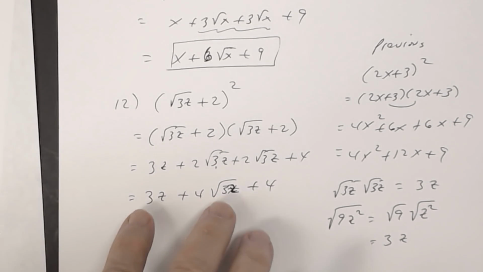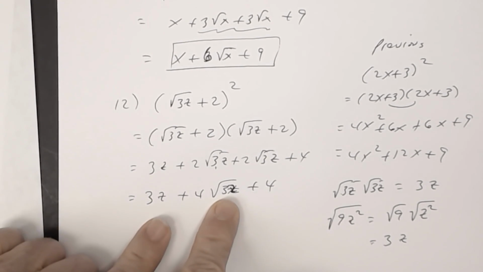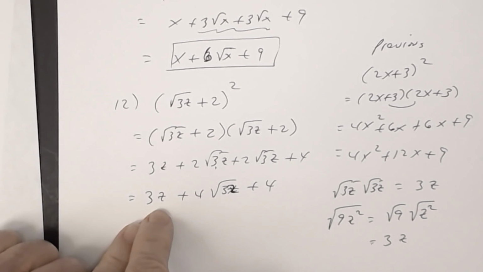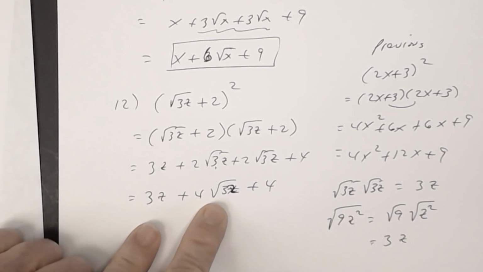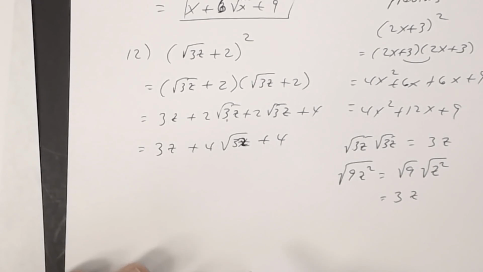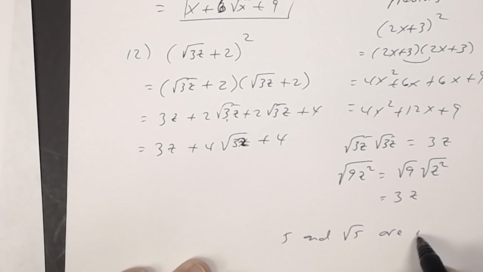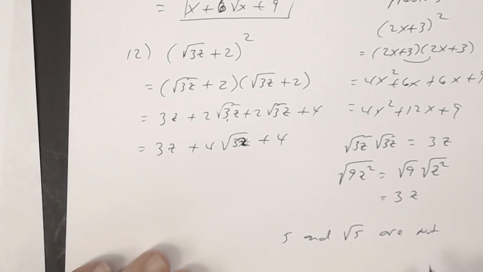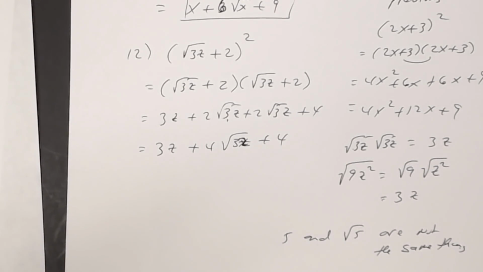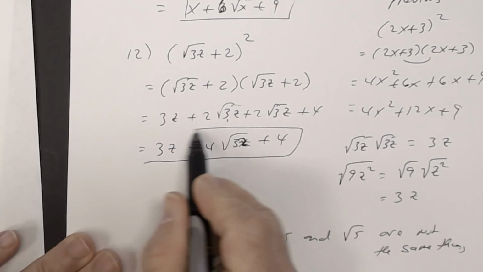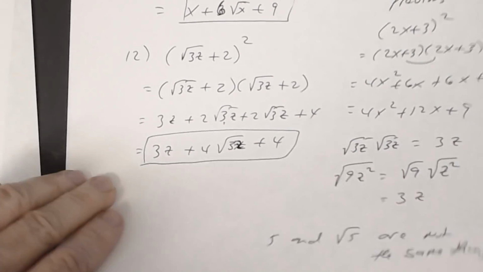Now, don't make the mistake of thinking that these two are alike because you say, well, they both have 3z. No, they don't. This is 3z. This is the square root of 3z. Those are not like terms. All right, so you got to remember that 5 and the square root of 5 are not the same thing. Okay, they're different. So there's your answer there. That's all you do.